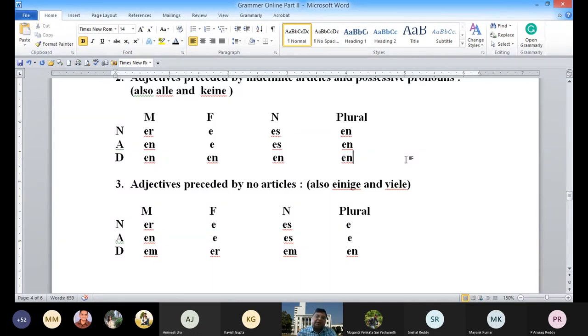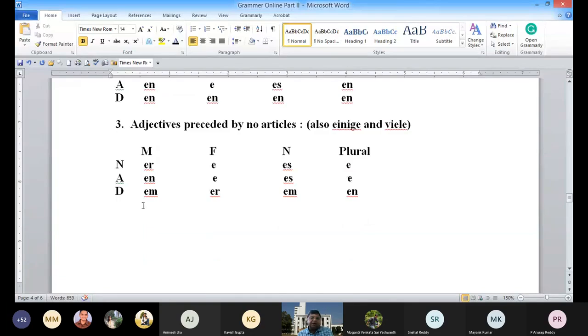And the third group is adjectives preceded by no article. Sometimes we use no article. Instead of saying a good boy or the good boy, simply good boy. No article is used. In that case also, it is 100% definite article endings if you compare: der, die, das, die, den, die, das, die, dem, der, dem, den. So if you compare these endings, these are just like the definite article endings.